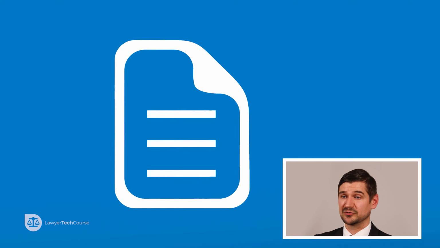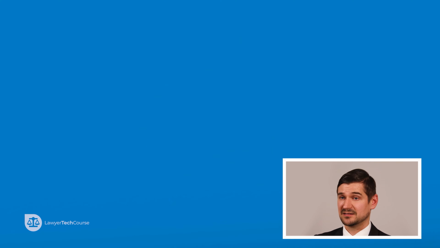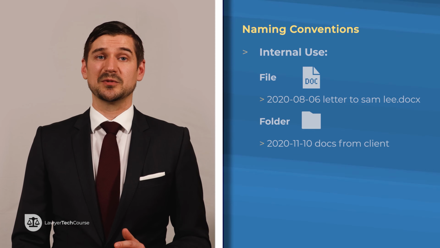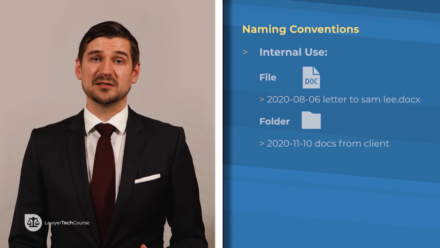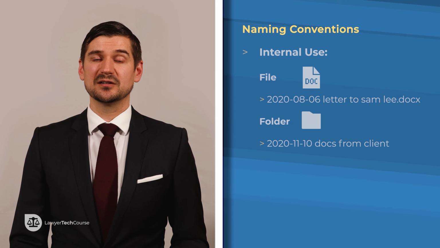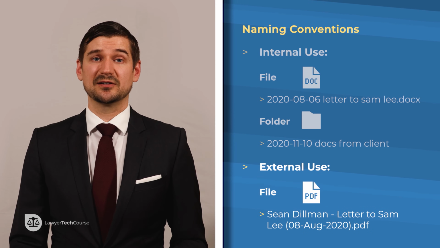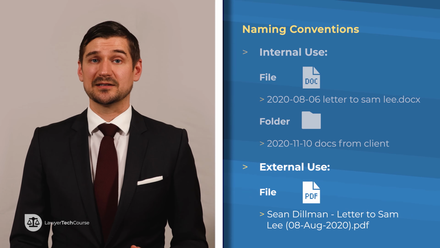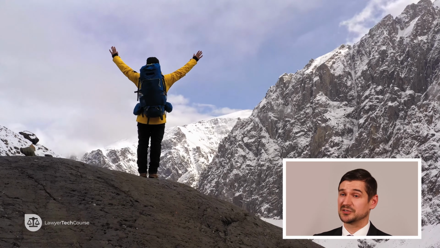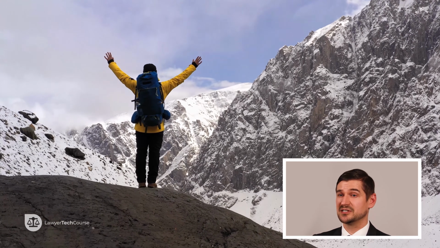Conversely, the external use naming convention looks like this. If I finalize my letter to Sam Lee a few days later on August 8, 2020, and want to prepare it to be sent by email, I name it Sean Dillman letter to Sam Lee, open bracket, 08-OG-2020, close bracket.